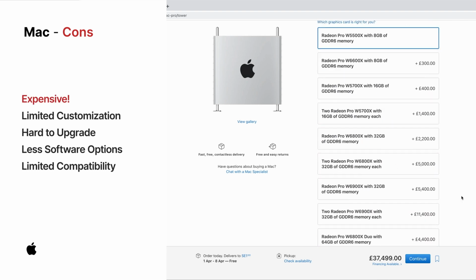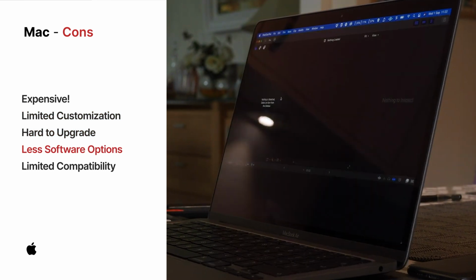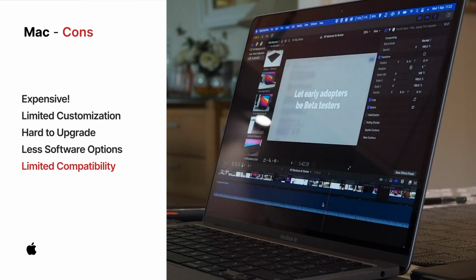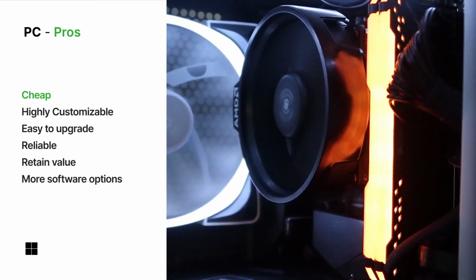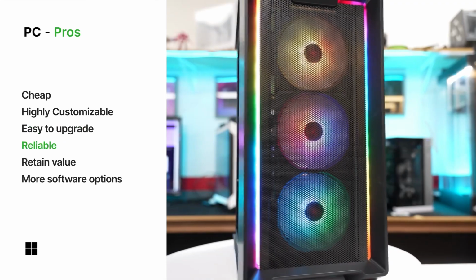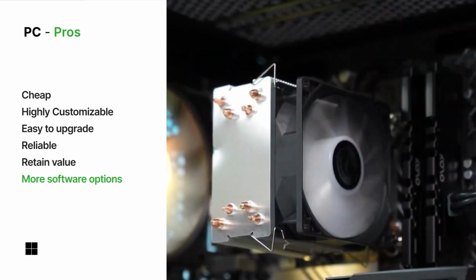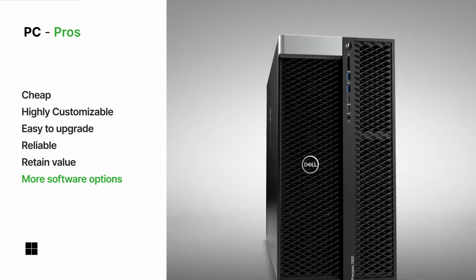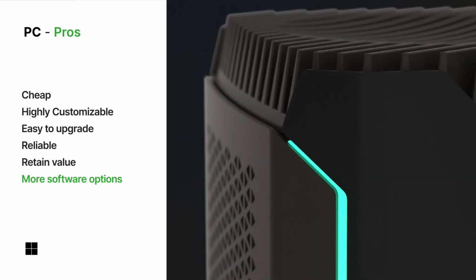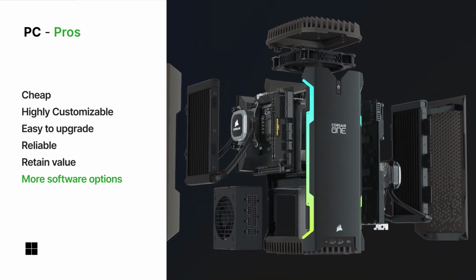As for cons, Macs are very expensive compared to PCs. Customization is limited, which also makes upgrading quite difficult. There's also less software options and compatibility issues with newer technologies, especially in the field of rendering. Versus PCs, which are much cheaper, highly customizable and upgradable, equally as reliable, and in my experience tend to keep their value just as well as a Mac. Plus, there's way more software options available, and let's face it, when new technologies emerge, they are far more likely to arrive on PC than Mac, because there's a lot more PCs in the world than there are Macs, which is also why it took so long for GPU rendering to be Mac compatible.